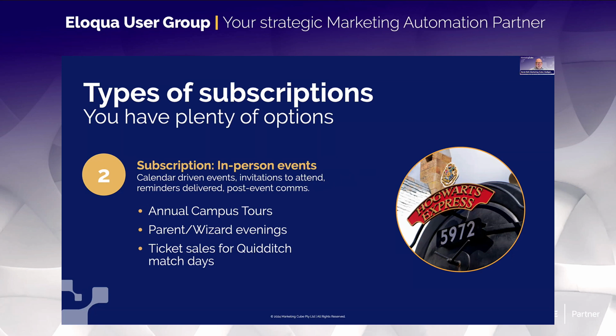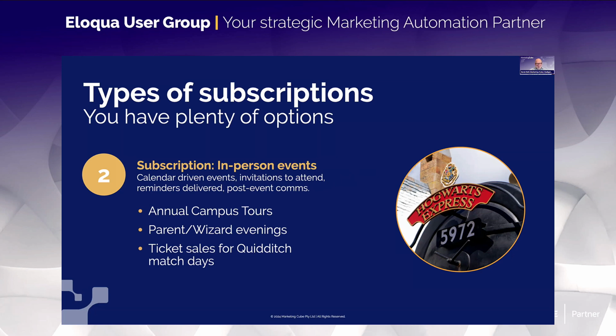So maybe the in-person events that you run at a university, again using this as an example, are annual campus tours. So it might line up with open days or study houses, etc., different types of events that you would hold at a university. Parent wizard evenings, the ability to book those in and have a look at those, or maybe ticket sales for Quidditch match days on the weekend is another in-person event. So if people are telling you they're subscribing to the in-person events, then they definitely want to receive that information.